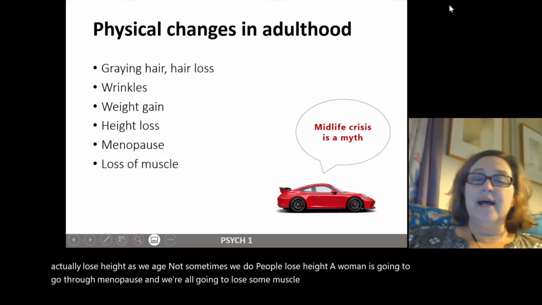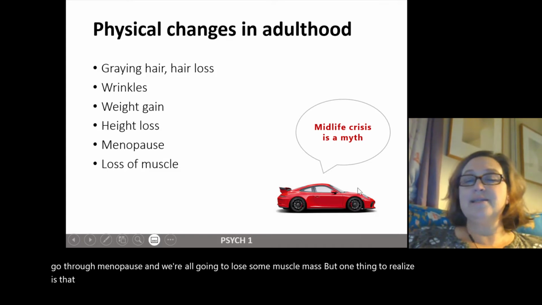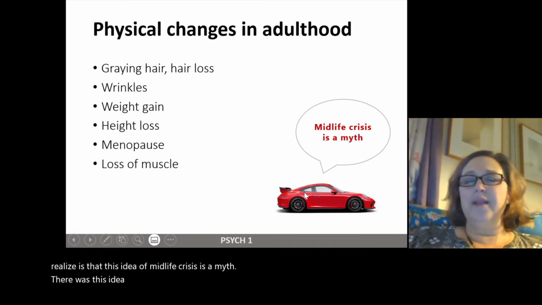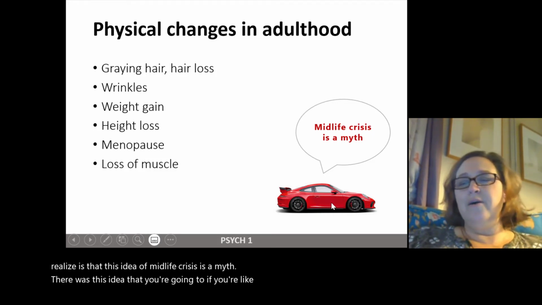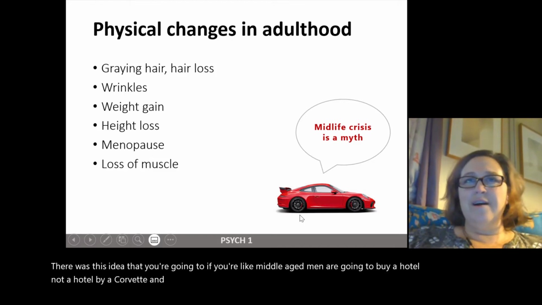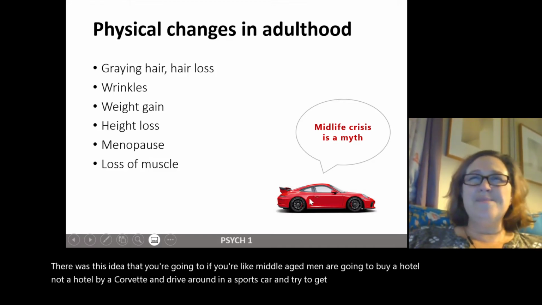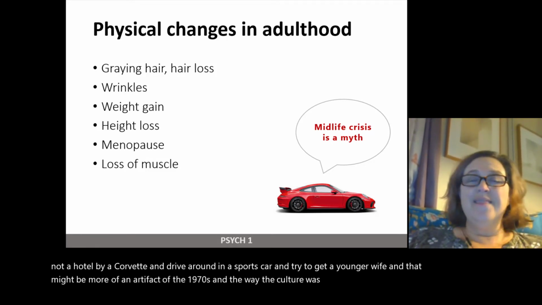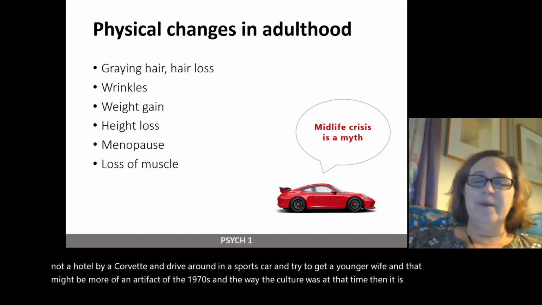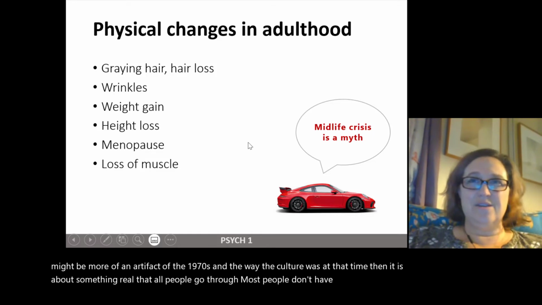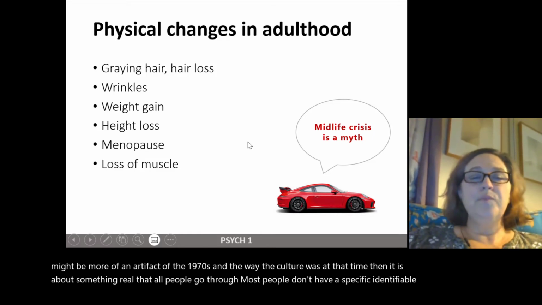But one thing to realize is that this idea of a midlife crisis is a myth. There was this idea that middle-aged men were going to buy a Corvette, drive around in a sports car, and try to get a younger wife. That might be more of an artifact of the 1970s and the way the culture was at that time than something real that all people go through. Most people don't have a specific identifiable midlife crisis.